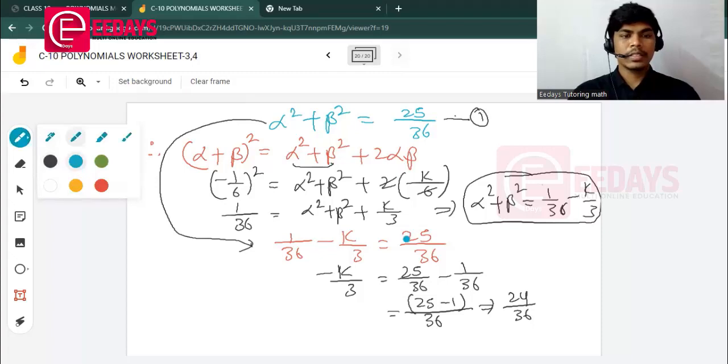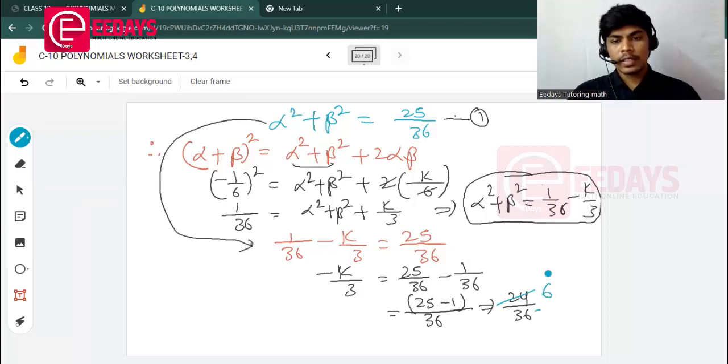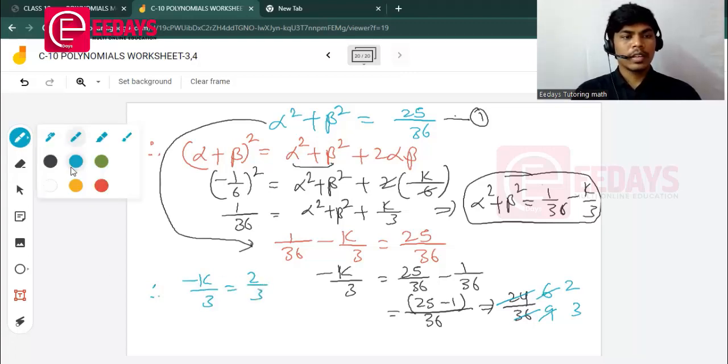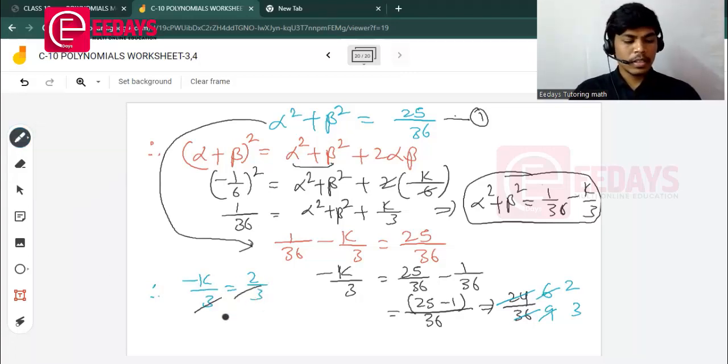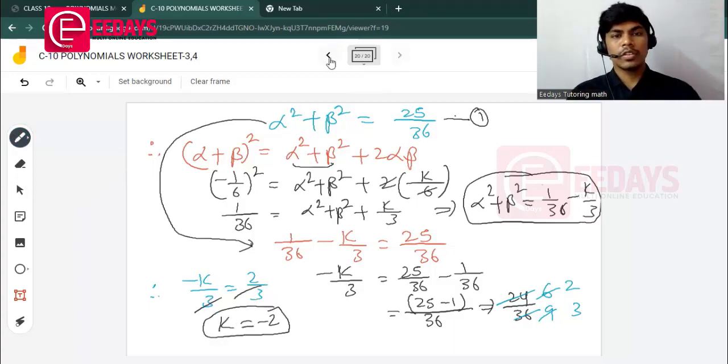Any cancellation? Yes, we have to do it by the 4 table. 4 6s are 24, 4 9s are 36. So 2 by 3. Okay, I'm writing here, I don't have space there. Minus k by 3 is equal to 2 by 3, I get. Both sides 3 and 3 get cancelled. So the k value we are getting is minus 2. They ask you to find the k value.